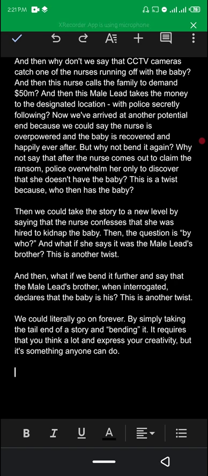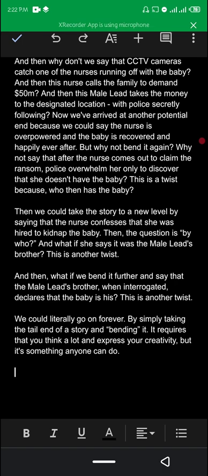And let's say, why don't we say that after the nurse comes out to claim the money, the ransom, police overwhelm her and try to nail her and catch the baby, only to discover that she doesn't have the baby. So, who then has the baby? Where's the baby? That's another twist. We have bent like 2 or 3 ends now.